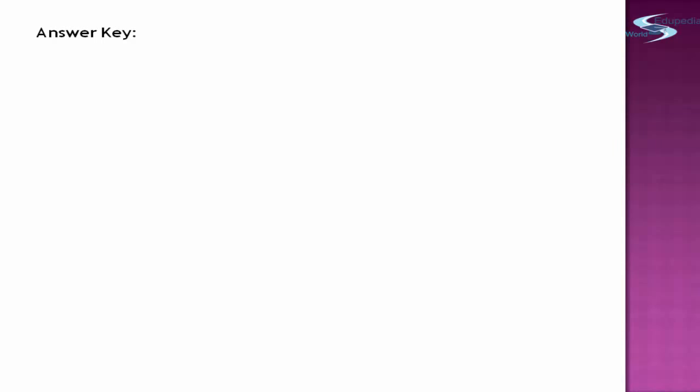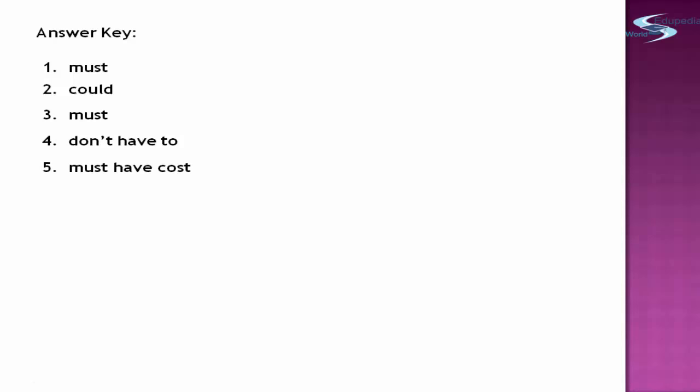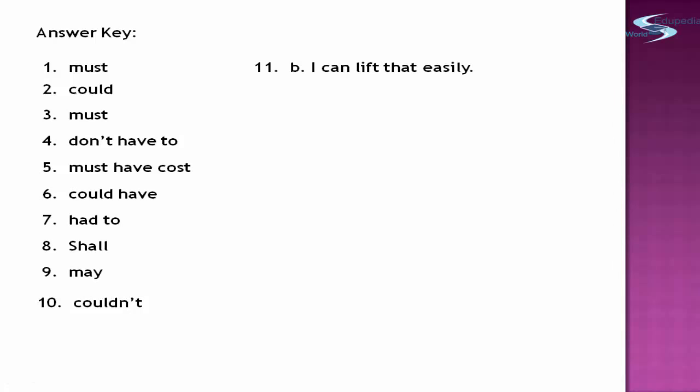Okay, this is the answer key. Number 1, must. Number 2, could. Number 3, must. Number 4, don't have to. Number 5, must have cost. 6, could have. 7, had to. 8, shall. 9, may. 10, couldn't.